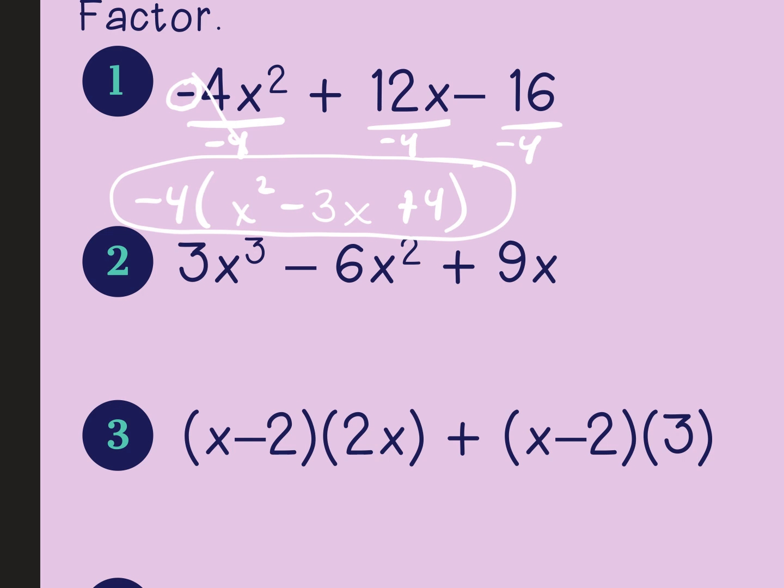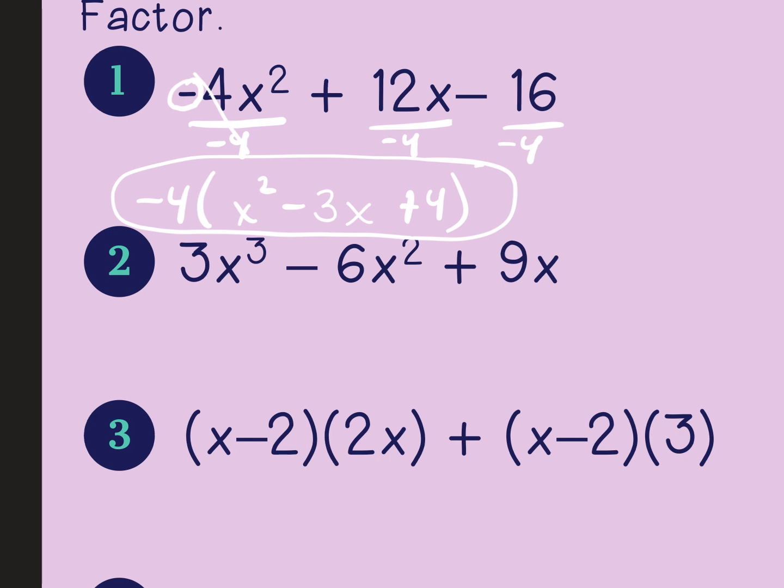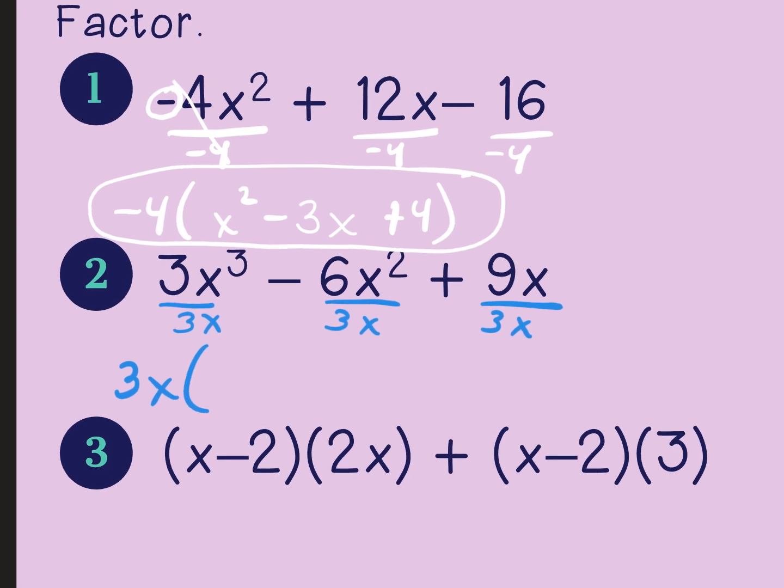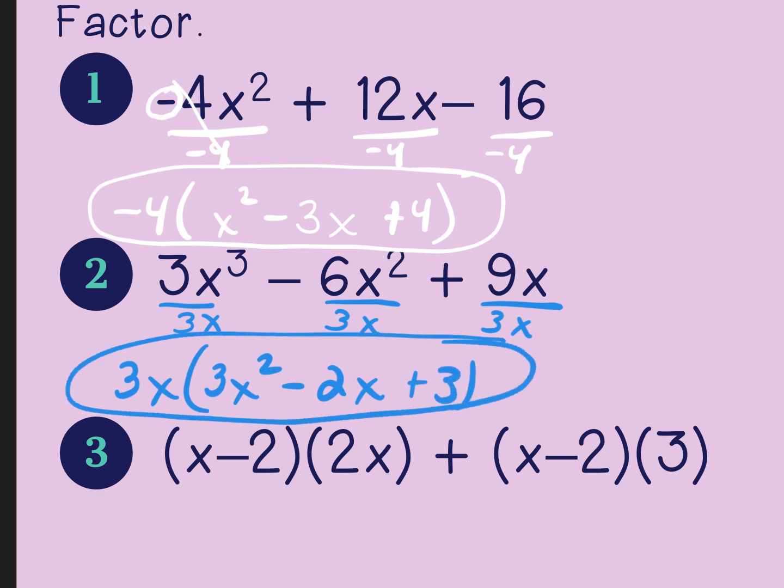So looking at number 2, I'm going to look for anything in common, number-wise and letter-wise. So I notice all 3 of these are divisible by 3. And I also notice that each term has at least one x in it. So I'm going to divide out from each term 3x. We're going to write it out in front and then simplify. 3x cubed divided by 3x is going to leave me with 3x squared. Negative 6x squared divided by 3x is going to leave me with minus 2x. And then 9 divided by 3 is going to leave me with just 3. So there's our factored form there.